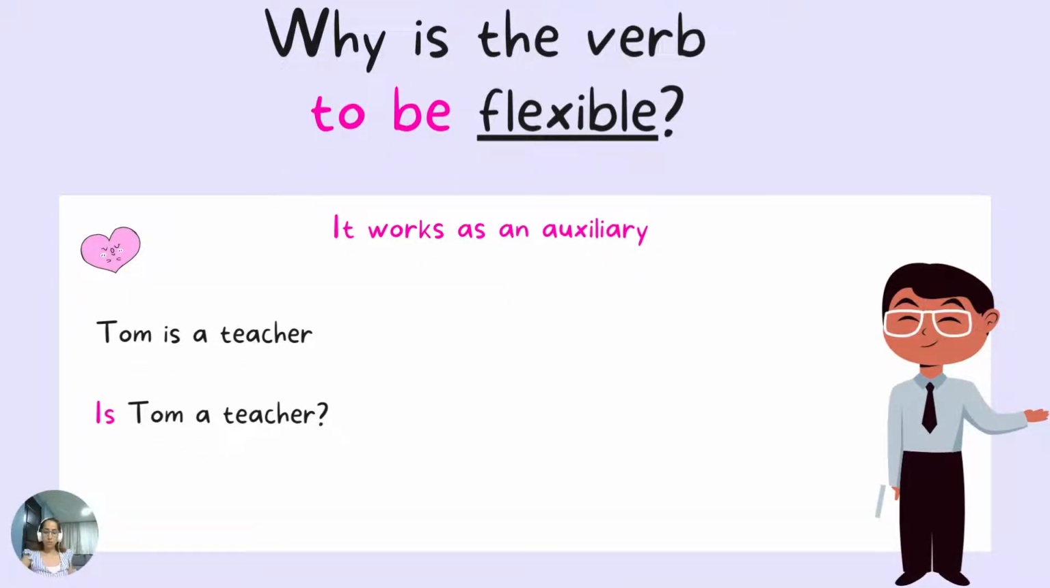Okay, so the verb to be is also flexible because not only does it work as a verb, but it also works as an auxiliary. Let's look at this example. Tom is a teacher, and here we have a question, which is Tom a teacher? So the verb to be here is working as an auxiliary. That's why the verb to be is also flexible.